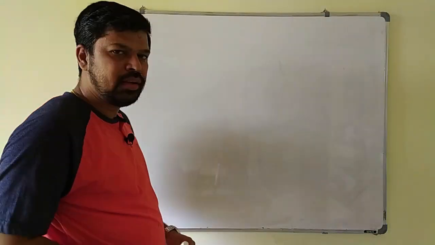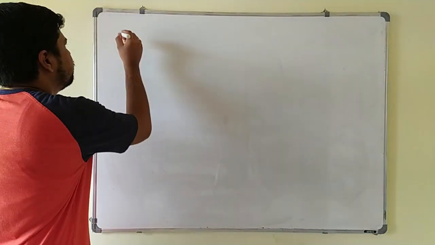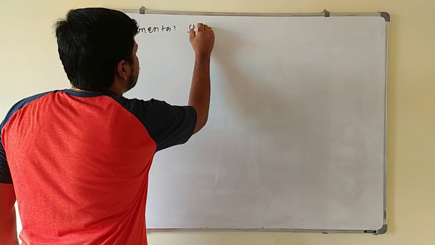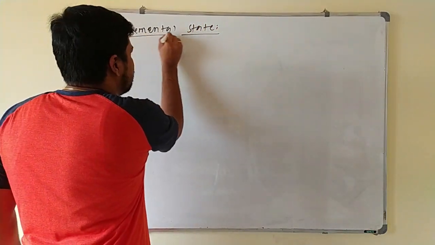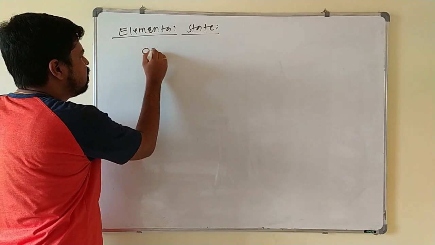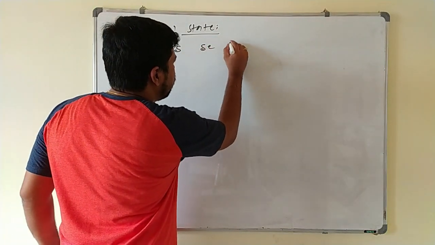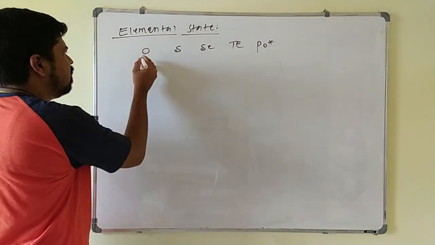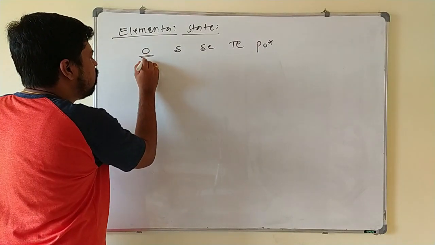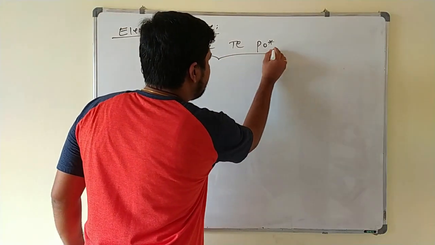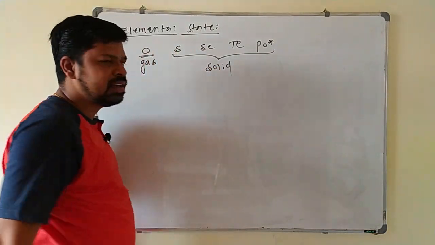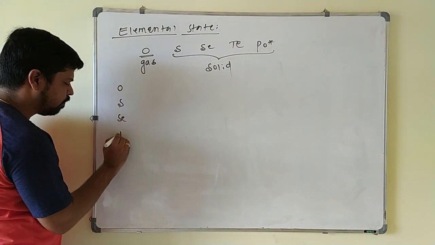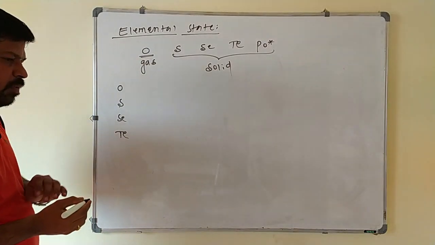Next point, we will discuss elemental state here. What are the group 16 members here? Oxygen, sulfur, selenium, tellurium and polonium. These are the members of group 16. Out of these members, only oxygen is a gas. Oxygen is a gas and all the remaining are available in the solid state here. Now we will see oxygen, sulfur, selenium, tellurium. Mainly we will take these four elements.